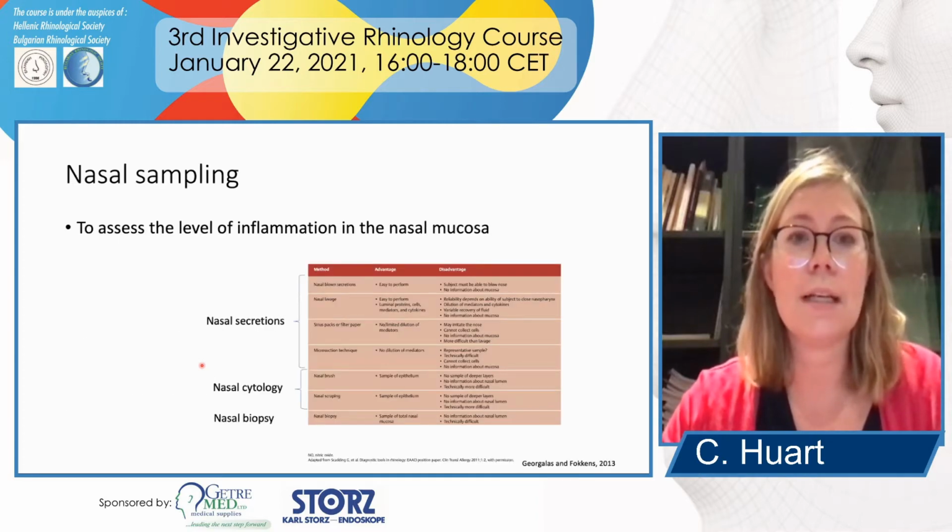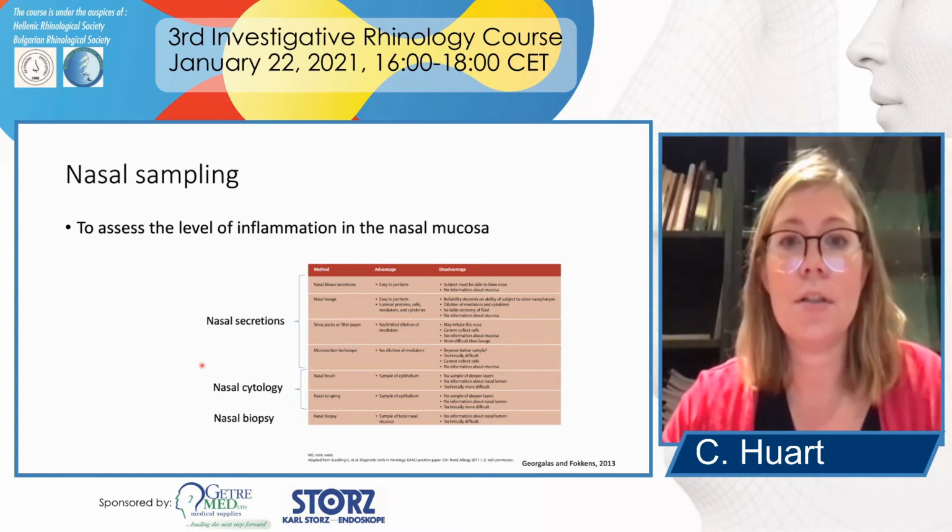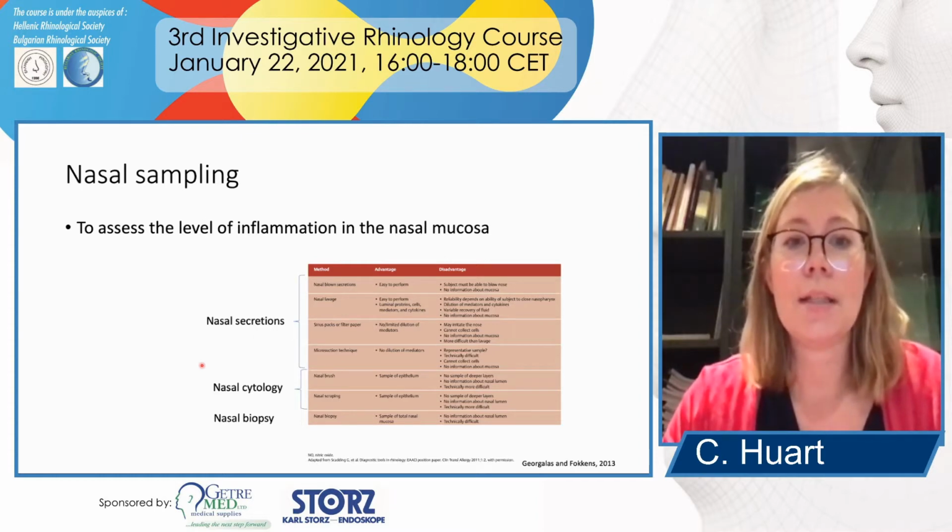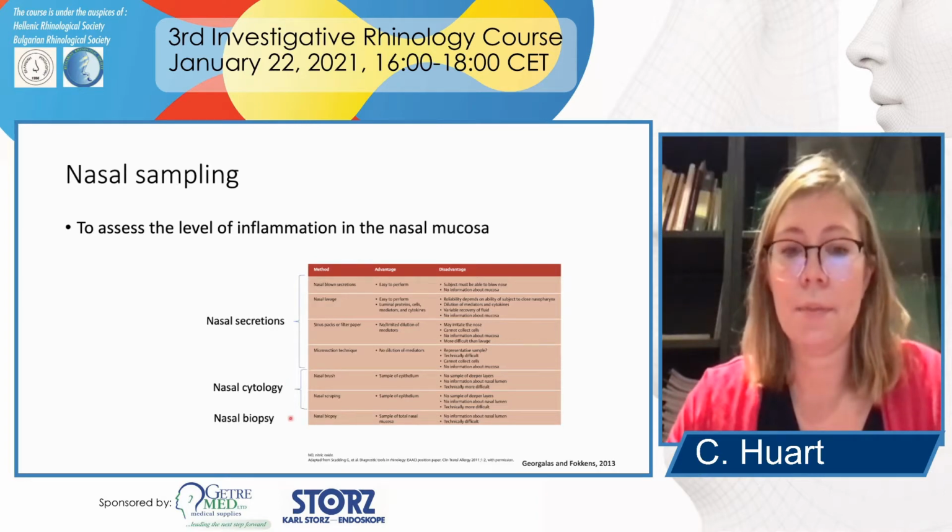First of all, nasal sampling can be useful to assess the level of inflammation in the nasal mucosa. You can sample the secretions, you can do cytology or biopsy.